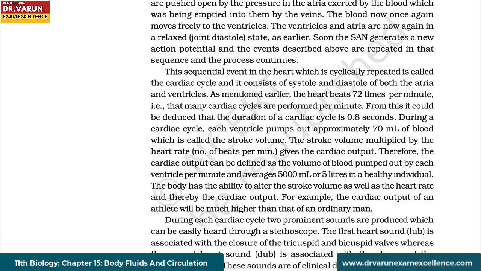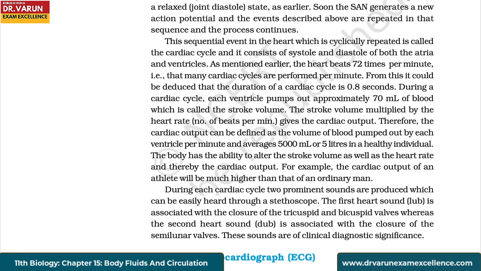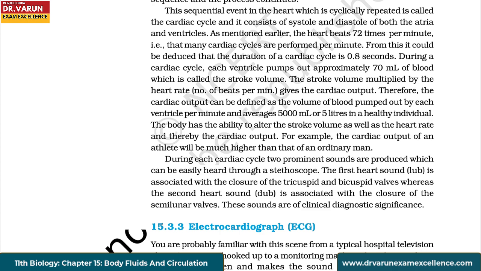During a cardiac cycle, each ventricle pumps out approximately 70 ml of blood, which is called the stroke volume. The stroke volume multiplied by the heart rate or the number of beats per minute gives the cardiac output. Therefore, the cardiac output can be defined as the volume of blood pumped out by each ventricle per minute and averages 5000 ml or 5 liters in a healthy individual. The body has the ability to alter the stroke volume as well as the heart rate and thereby the cardiac output. For example, the cardiac output of an athlete will be much higher than that of an ordinary man.